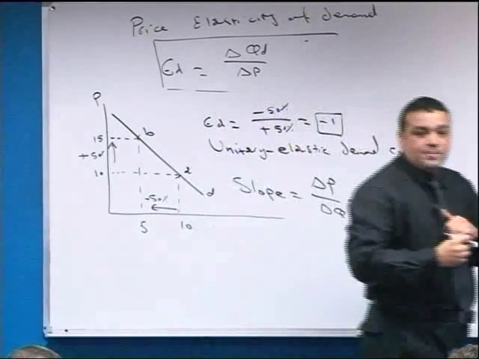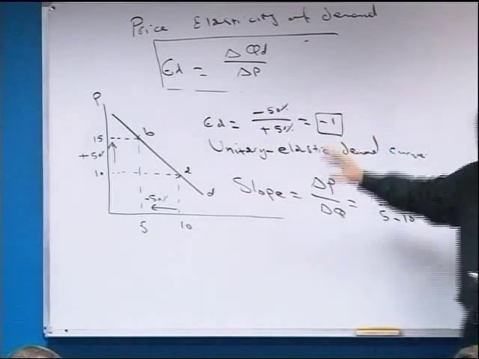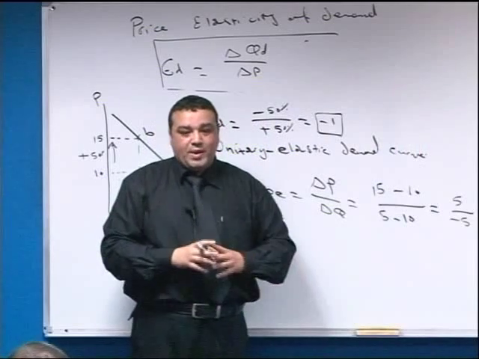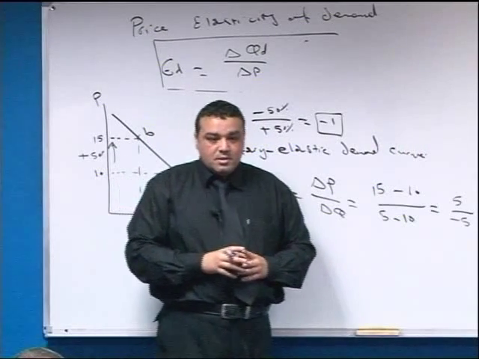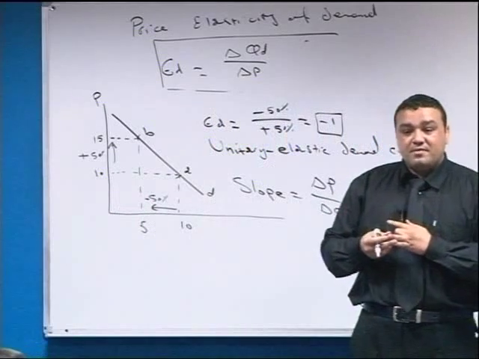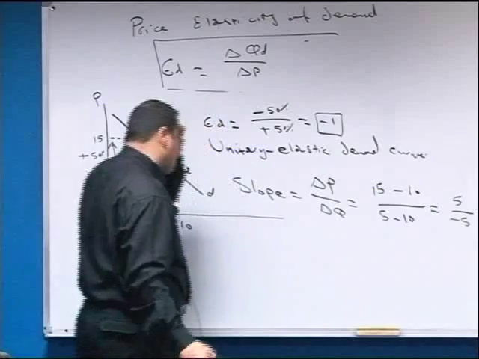So as you see, when the demand is unitary elastic, the slope equals 1 or minus 1, right? So when the demand is unitary elastic, the absolute value of the slope of the demand curve is 1. Let's go to the fourth case.